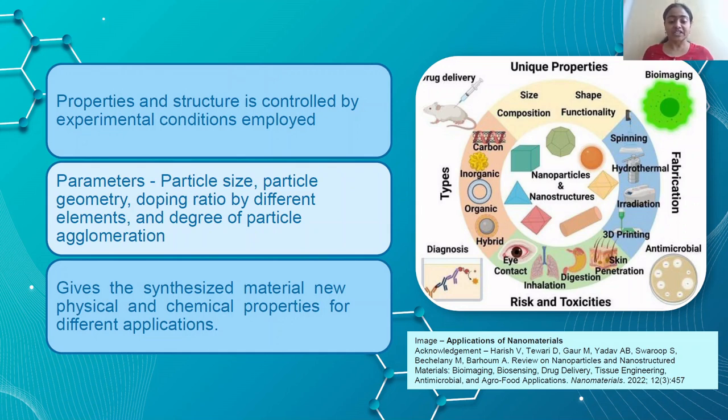Such unique properties and applications come from parameters like particle size, geometry, doping ratio, and degree of particle agglomeration, that is assembly. These parameters are controlled by different routes of synthesis and experimental conditions employed. Therefore, a deep understanding of the synthetic approach is critical in order to manufacture new structures with unique properties.